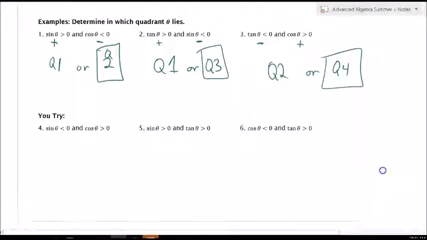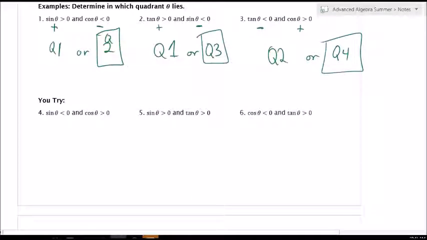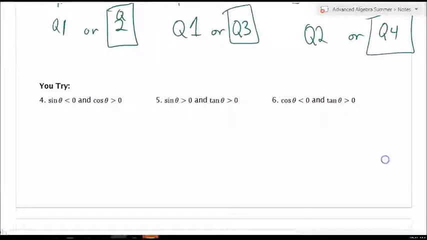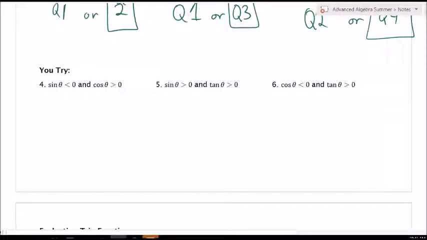Use the same strategy and the same diagram to answer the next 3 problems. Once you've completed these, ensure that you check them in with me and then you're good to go to move on. So pause the video at this time and complete those problems. Right, moving on.